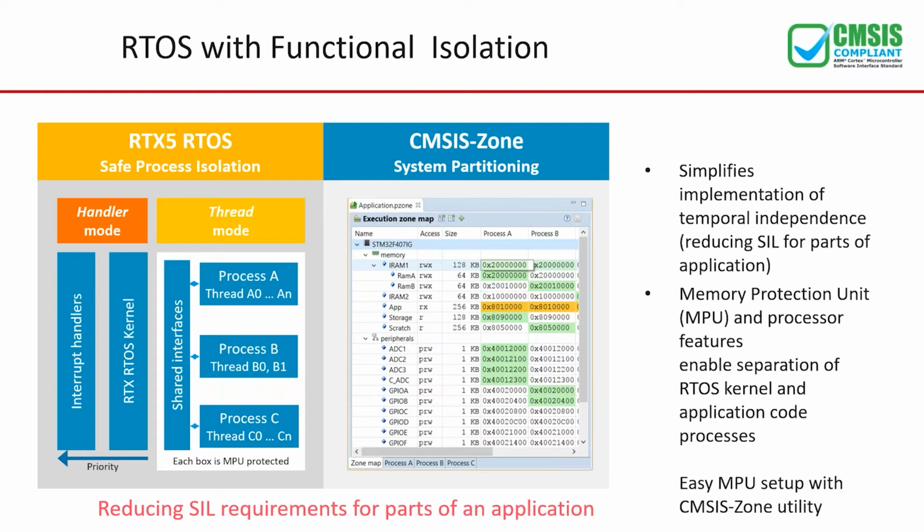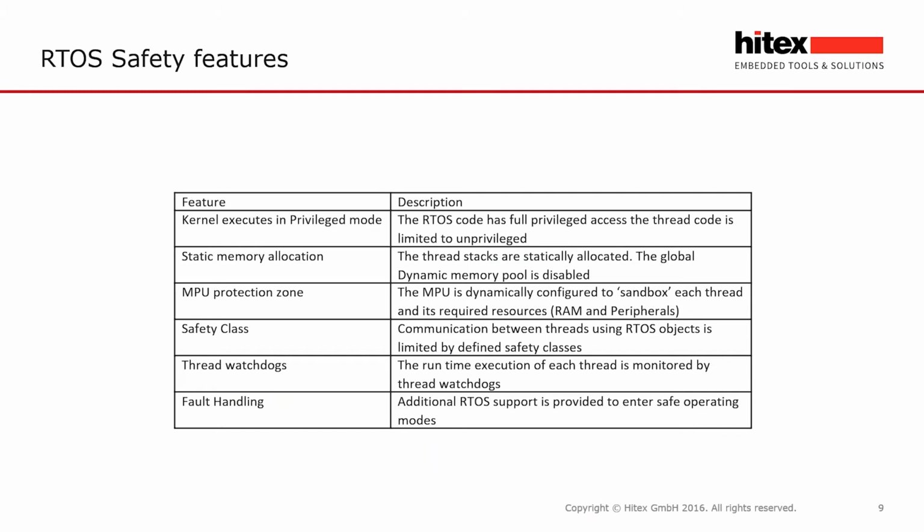Alongside the RTOS, there's also a new CMSIS standard called CMSIS Zone that helps configure our application to support functional isolation. So this is again a free application that you can download and use within your own systems, whether you're using the Keil tools or GCC or other compilers. And again, we'll have a look at CMSIS Zone as we go along as well. So within the RTOS, there are a number of features that we can use to create functional isolation systems.